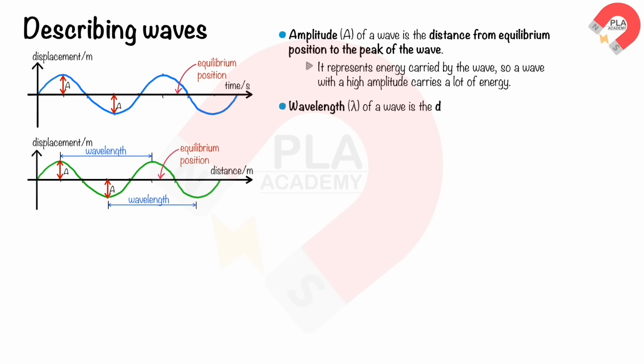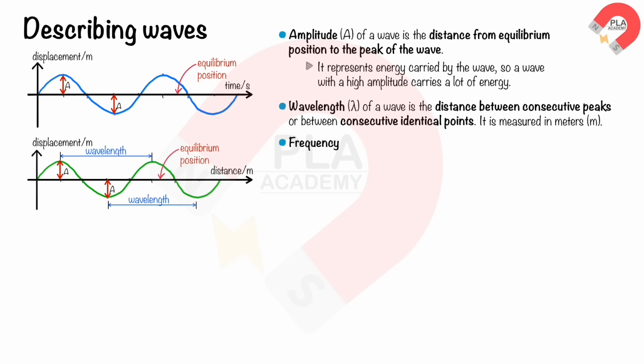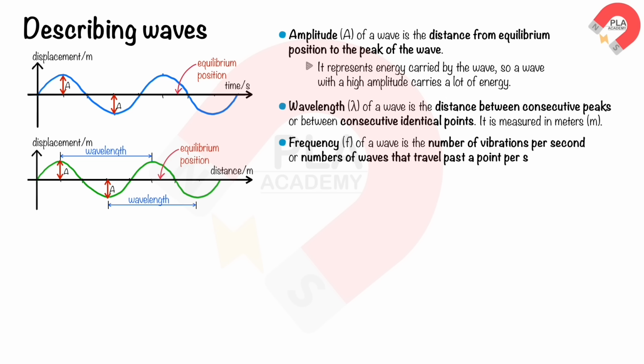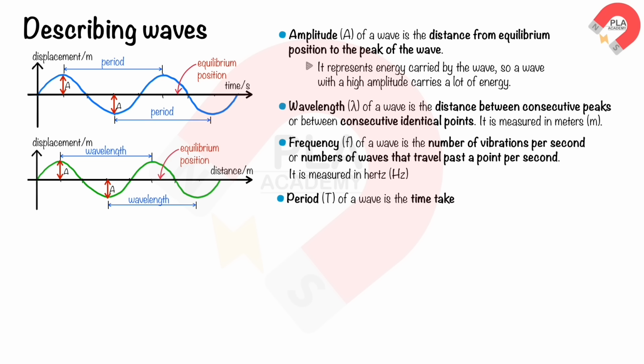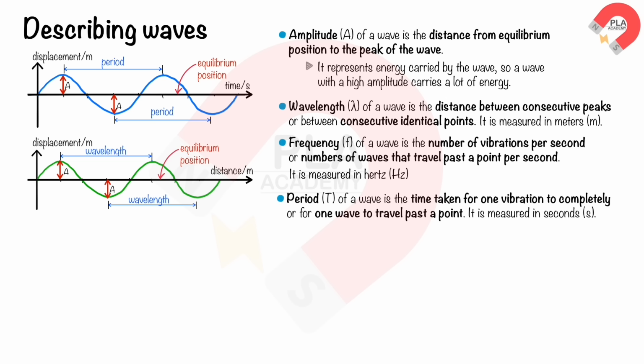Wavelength, lambda, of a wave is the distance between consecutive peaks, or between consecutive identical points. It is measured in meters, m. Frequency, f, of a wave is the number of vibrations per second or number of waves that travel past a point per second. It is measured in hertz, Hz. Period, T, of a wave is the time taken for one vibration to complete or for one wave to travel past a point. It is measured in seconds, s.